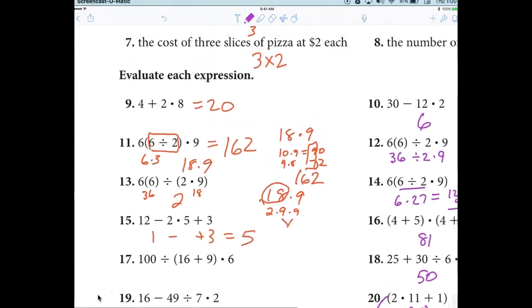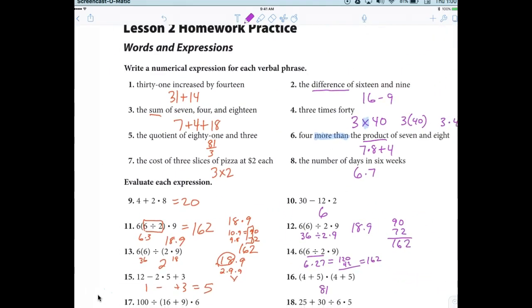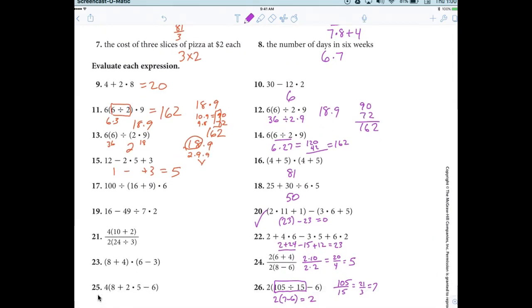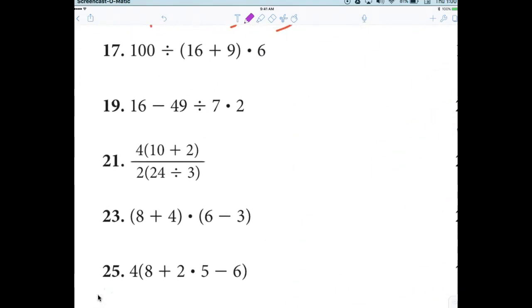So what I want to do now is look back at the odds, 1, 3, 5, 7, we've already done. Yesterday in class we did 9, 11, 13, and 15. So we're going to start right now with question number 17. The first thing we have to do is 16 plus 9. Now you're looking at 100 divided by 25 times 6.